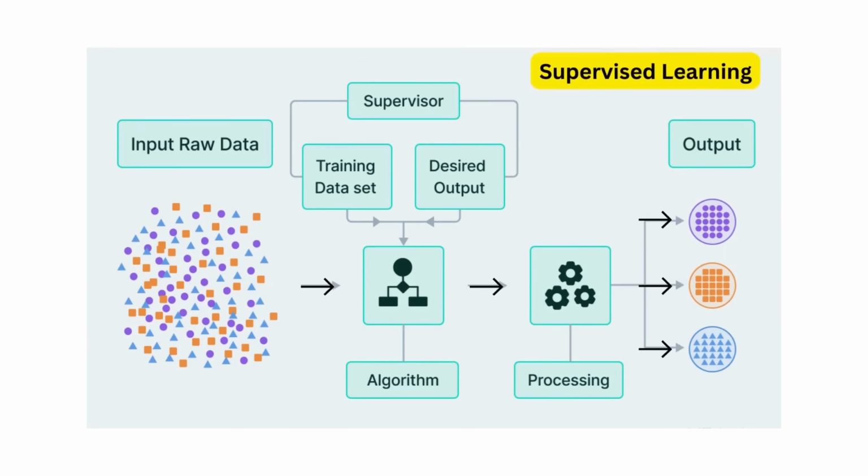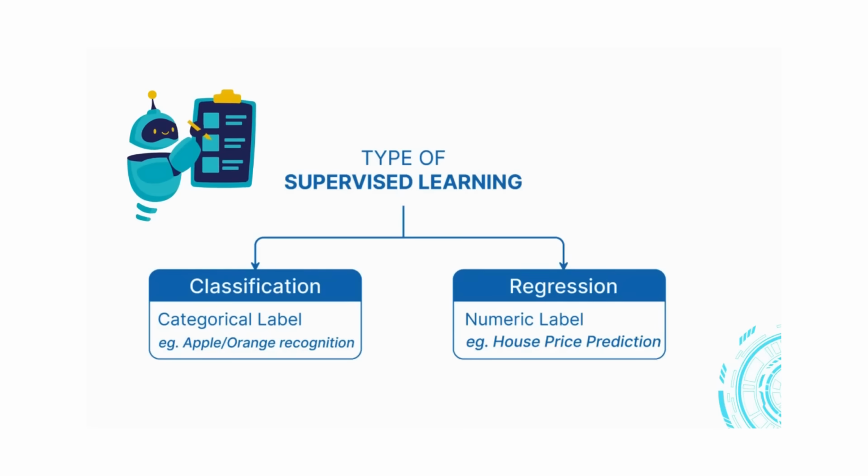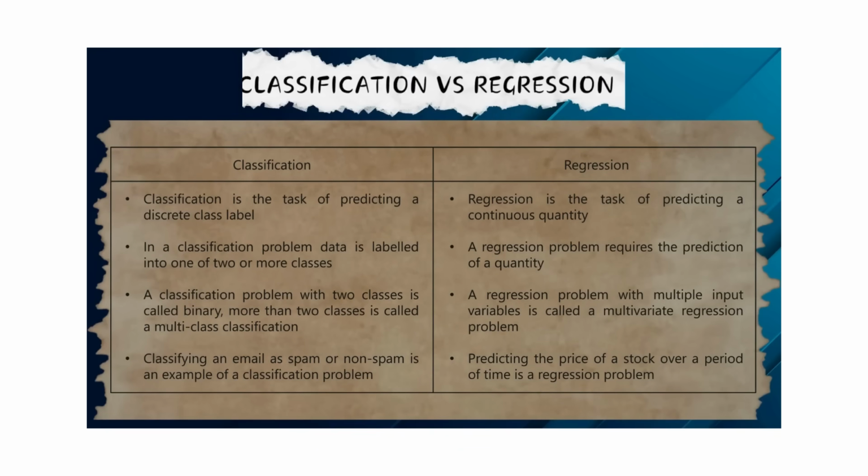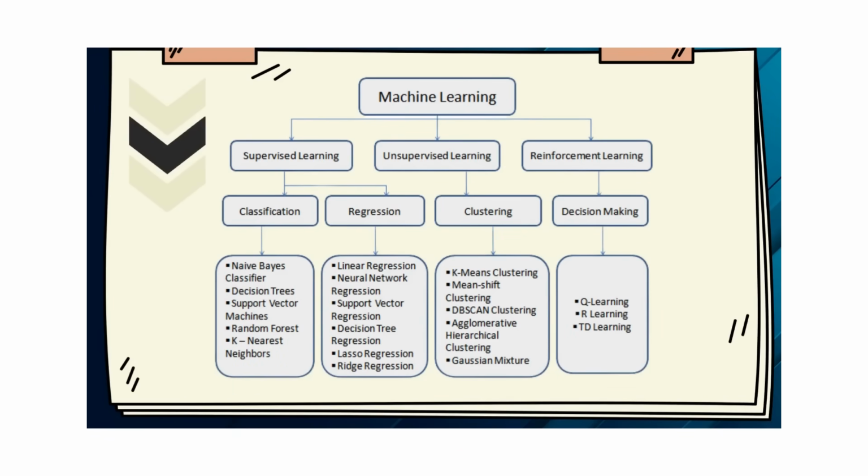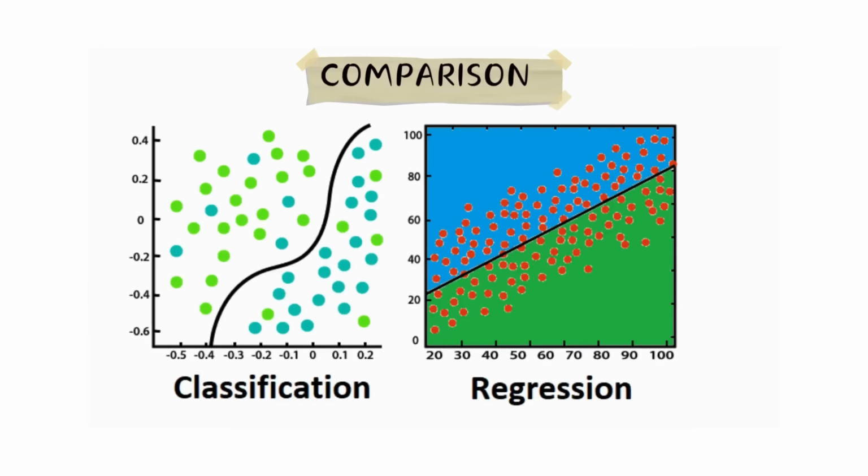The data classification or predictions produced by the algorithm are called outputs. The two main types of supervised learning are classification and regression. They are distinguished by the target variable types. Let's do a quick comparison between classification and regression. The most significant difference between regression versus classification is that while regression helps predict a continuous quantity, classification predicts discrete class labels.